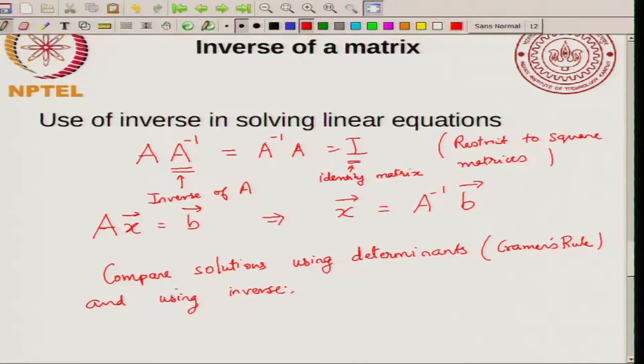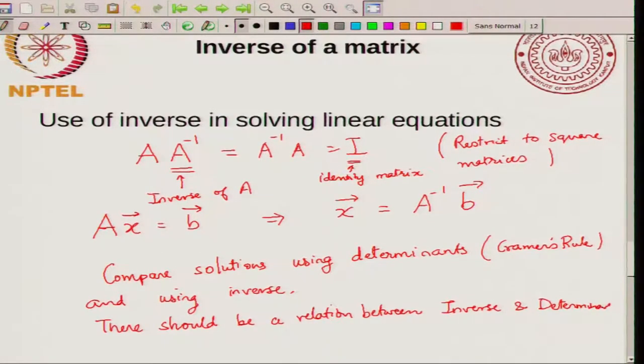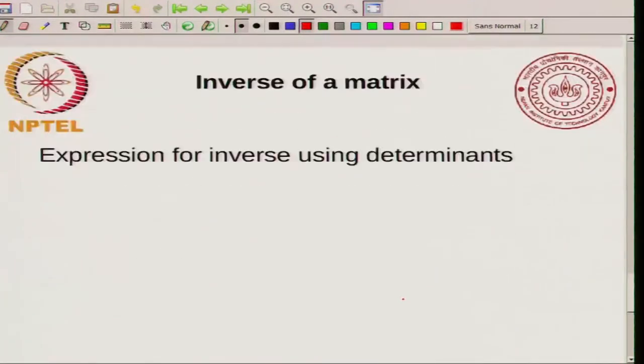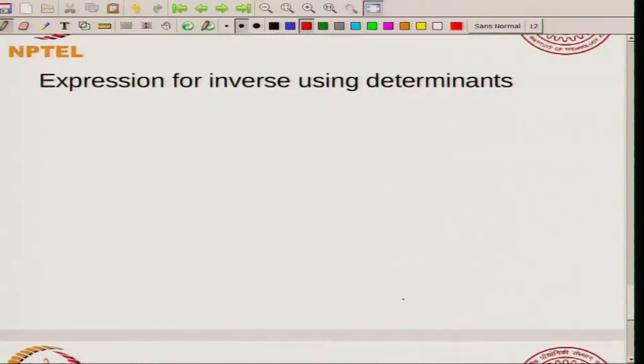So what that implies is that there should be a relation between inverse and determinant. Just based on this, you would conclude that there should be a relation between the inverse of a matrix and the determinant of a matrix, and various determinants involving matrices. So let's write an expression for inverse using determinants. I'll just write the expression. It is fairly easy to verify. Suppose I have a matrix A. I can write A inverse in the following form: 1 divided by determinant of A.